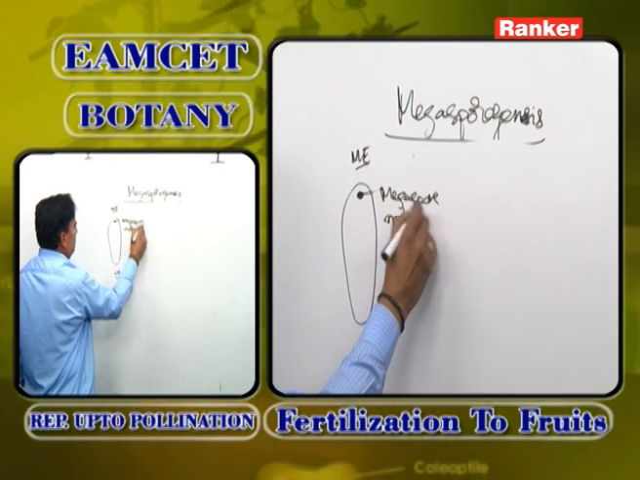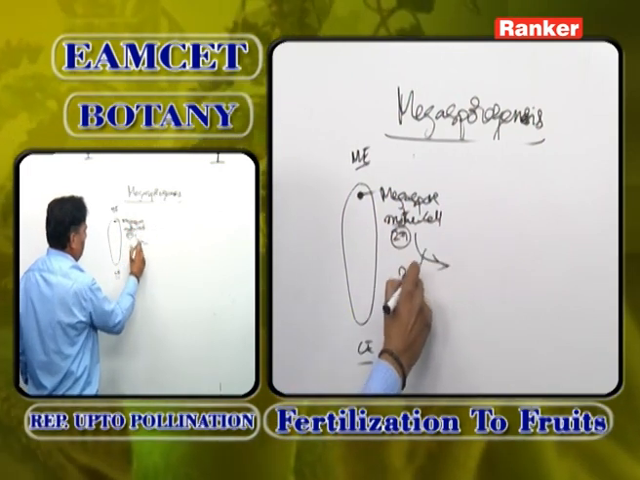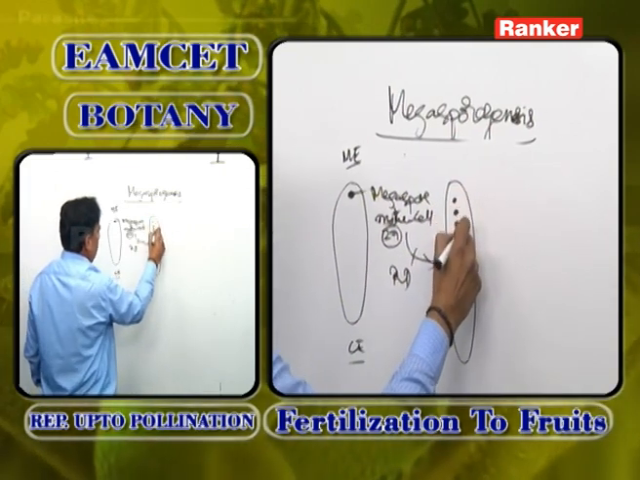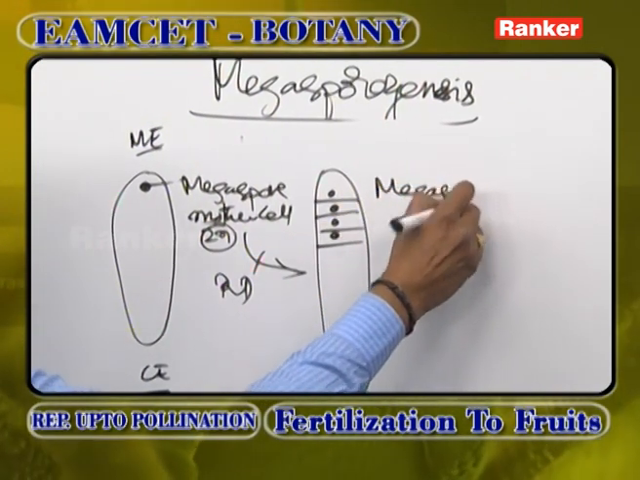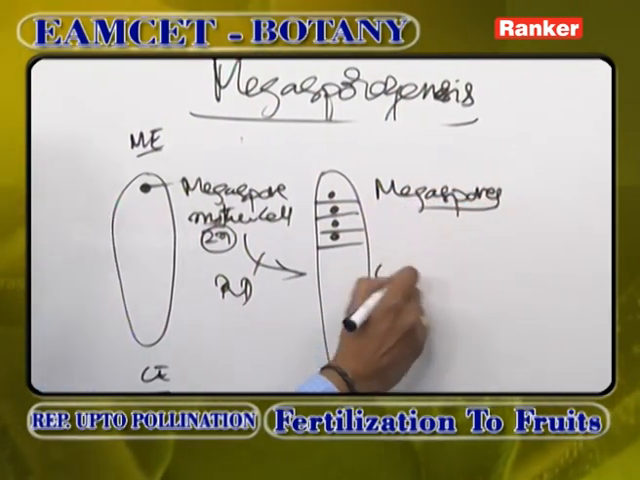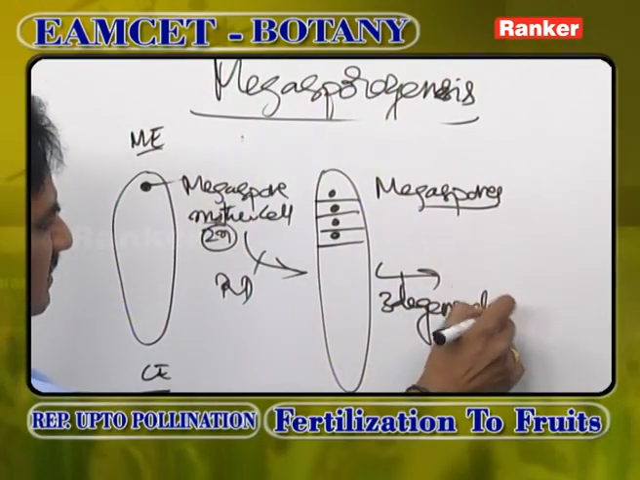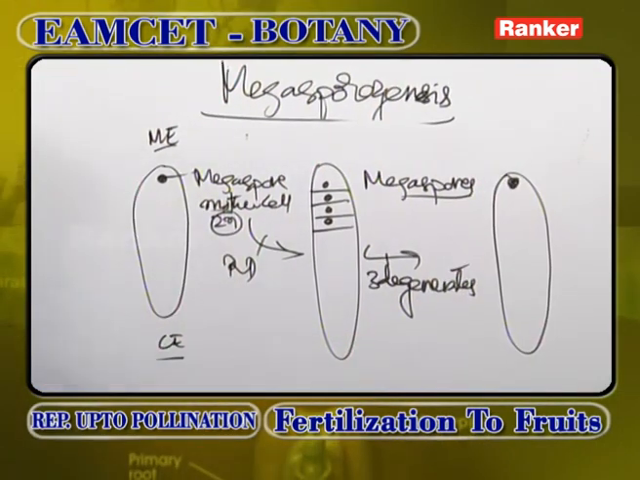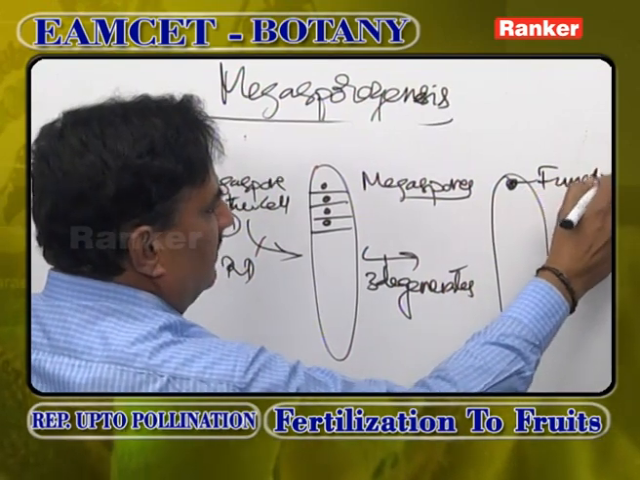This megaspore mother cell, diploid, undergoes reduction division and produces 4 haploid megaspores. Of these 4 megaspores, 3 degenerate, that means disintegrate. If 3 degenerate, only 1 remains functional, towards the micropylar end. So, this is the functional megaspore.